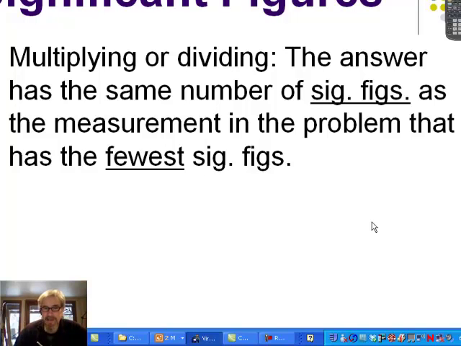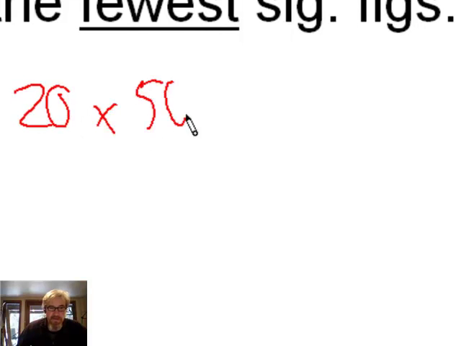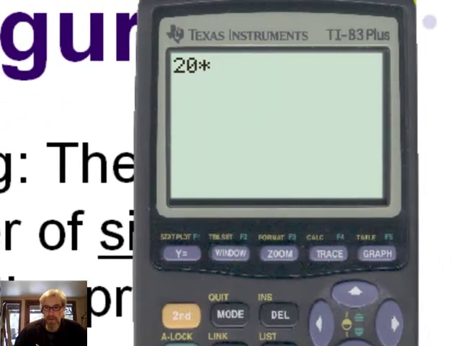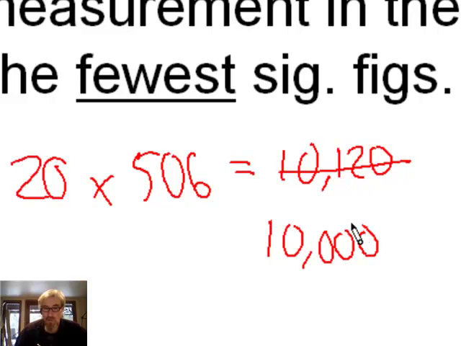In multiplying or dividing, the answer has to have the same number of significant figures, not decimal points, but significant figures, as the measurement in the problem that has the fewest significant figures. So let's say we were doing this problem: 20 times 506. If I just do this on my calculator, take 20, multiply by 506, my calculator tells me 10,120. However, if I look at that 10,120 and think about my rule here, I'm supposed to have only one significant figure. So 10,120 has to be rounded to 10,000, only to show one significant figure.